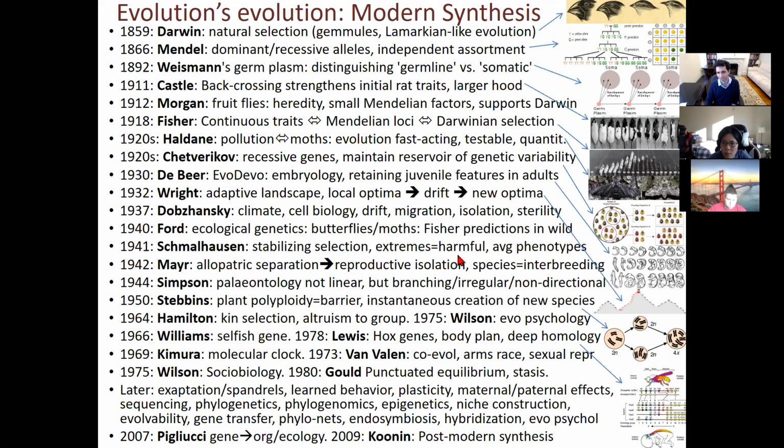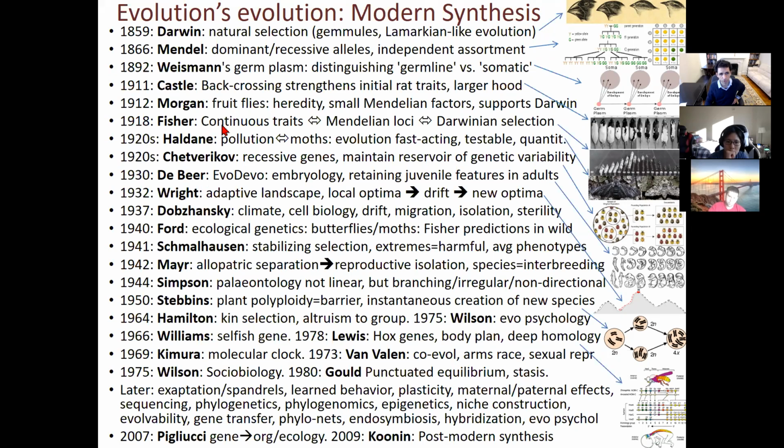Of course, this is not going to be covered in the quiz, but for your own interest it is worth looking at the evolution of evolutionary theory: the effect of the adaptive landscape, of evo-devo, of recessive genes and this reservoir of genetic variability, this relationship between pollution and the colors of moths, and the realization that evolution is in fact very fast-acting and testable and quantifiable.